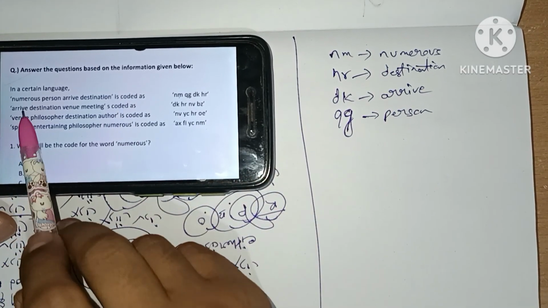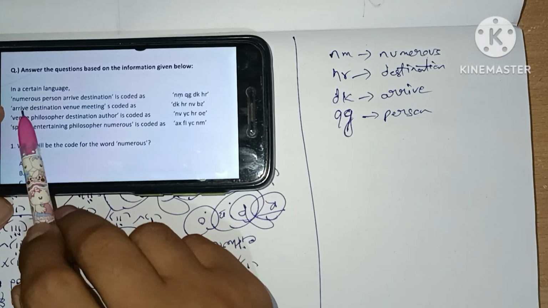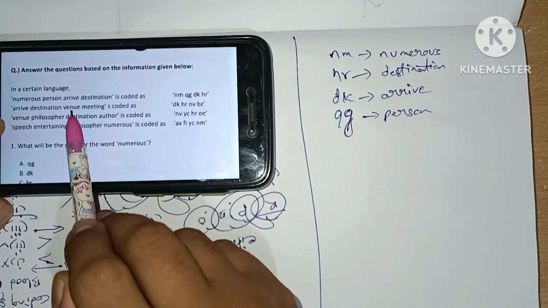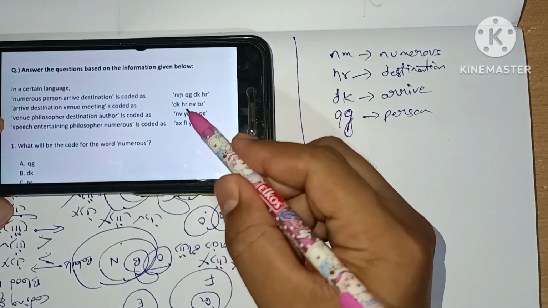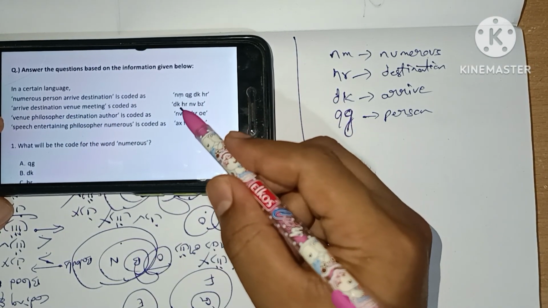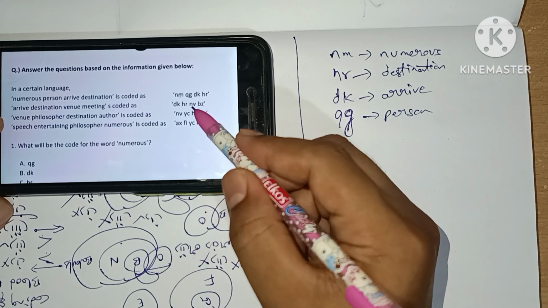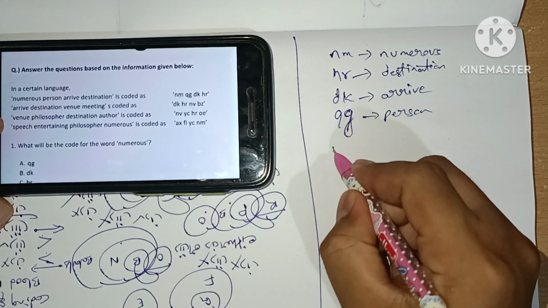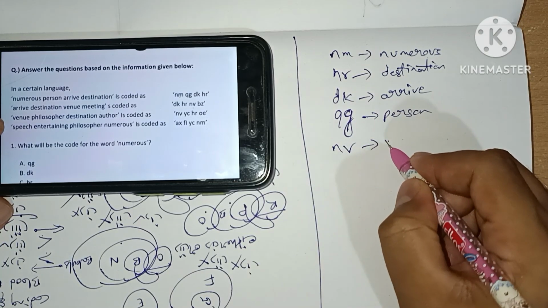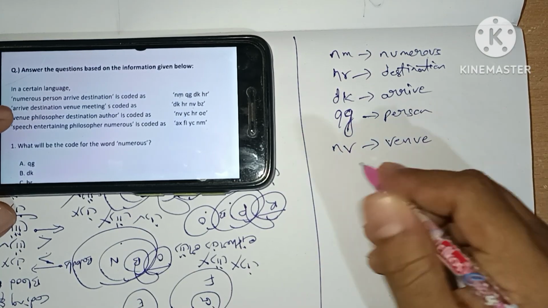Now we are going to see the second line. Arrive and destination are completed. Now we see venue. Here venue is common. Meeting is not in here. So the common word for the second and third is NV. NV is common, so NV is nothing but the venue. So we are left with the meeting.